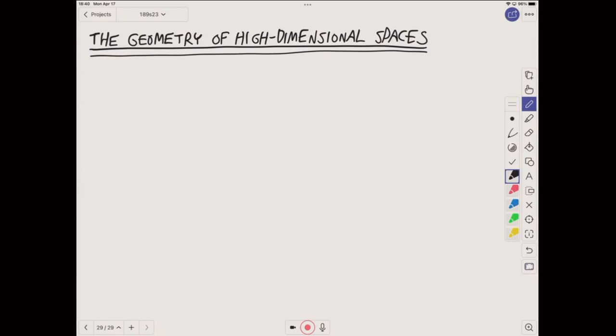Welcome, everybody. Today we're going to cover some mathematical intuition for things. And I'm going to spend the first half or so of the lecture on the geometry of high-dimensional spaces. And that's going to lead us into a discussion of random projections, which you can think of as sort of an alternative to PCA for pre-processing data.